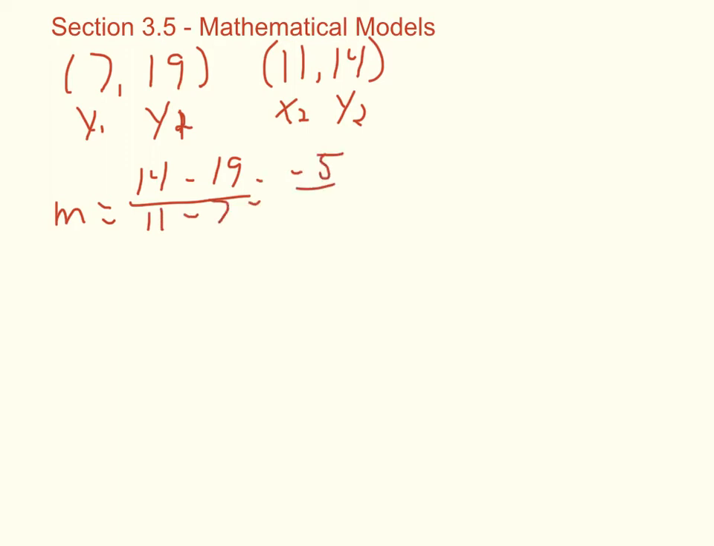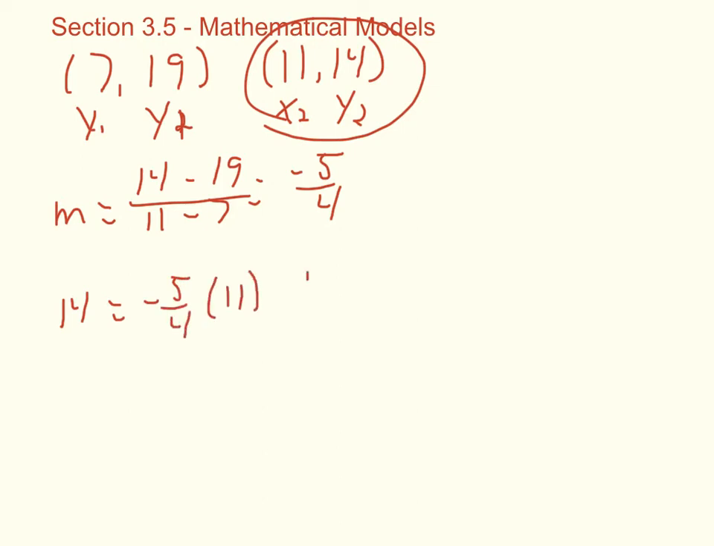Well, you have 2 points now. Slope is y2 minus y1 over x2 minus x1. M equals y2 minus y1 over x2 minus x1. That equals negative 5 over 4. But we have to find the linear equation, y equals mx plus b. So what should we do? Let's take this second point and use that. So 14 equals m, negative 5 over 4, times x, which is 11, plus b.